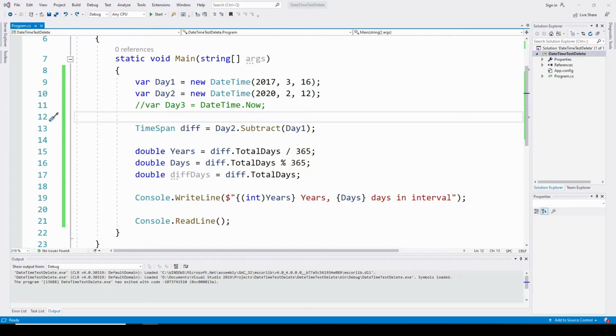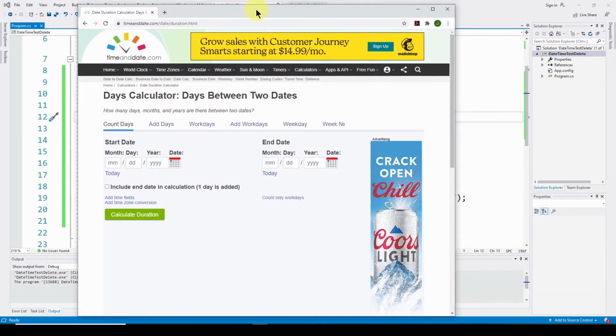Now, one thing I want to mention: if you are working with dates and times, there's a really great website that I use a lot. It's called timeanddate.com. And here it is. It's got a bunch of calculators. The one you can use to verify your code is this one, where you count the days, and you can put in a start date and an end date, and it calculates the duration between those dates.